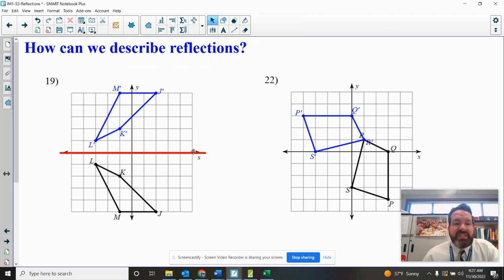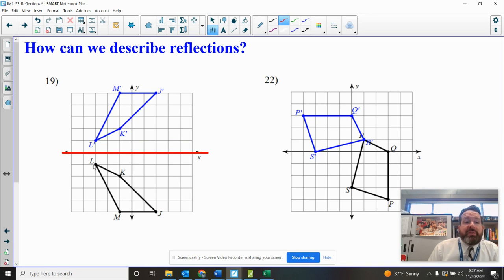So sometimes you can just estimate by looking at it, like here, this looks like about the right place. Give it a quick double check. Make sure that L is 1 unit from the line of reflection, so is L prime. Okay, that checks out. K is 2 units away, so is K prime. Okay, that checks out. So the line of reflection is in the right spot.